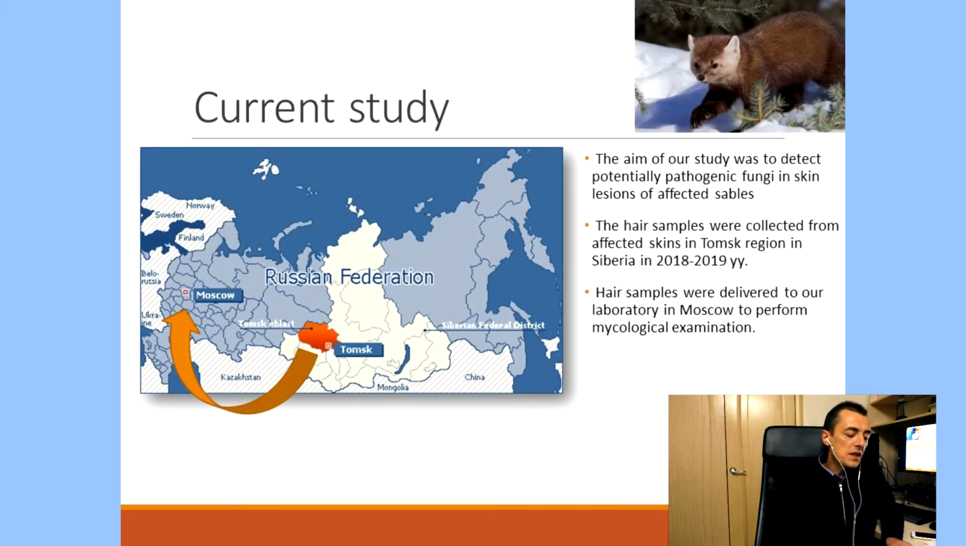Based on this, the aim of our study was to detect potentially pathogenic fungi in skin lesions of affected sables and to confirm the fungal etiology of the disease. To conduct the study, 15 hair samples were collected from affected skins in the Tomsk region in Siberia and delivered to our laboratory in Moscow to perform the mycological examination. Next, please.